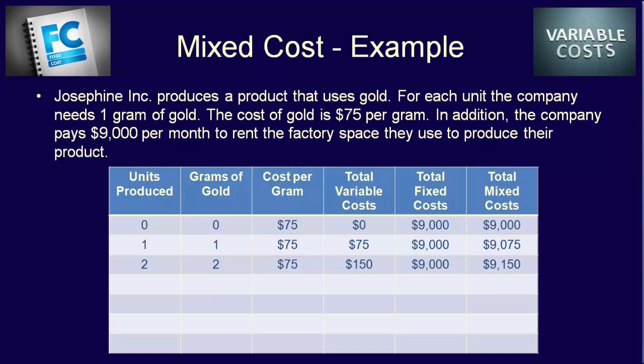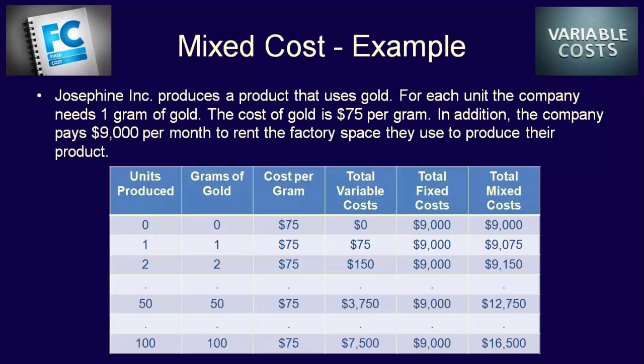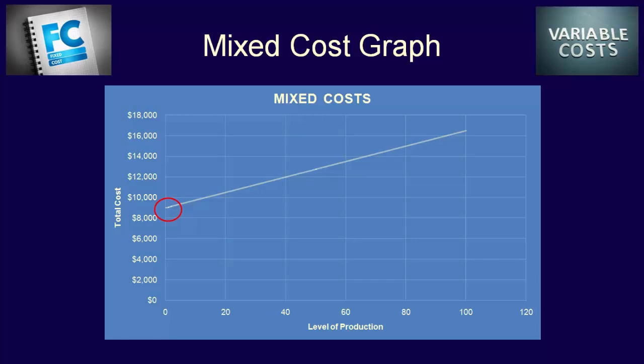Now let's jump up and produce 50 and 100 units. Total mixed costs for 50 units equals 50 multiplied by $75 per unit plus $9,000, which equals $12,750. For 100 units, we take 100, multiply it by $75 per unit, add in $9,000, and get a total of $16,500. How would we graph this? On this graph, we have the y-axis as the total cost and the x-axis as the level of activity, which in this case is the number of units the company produces.